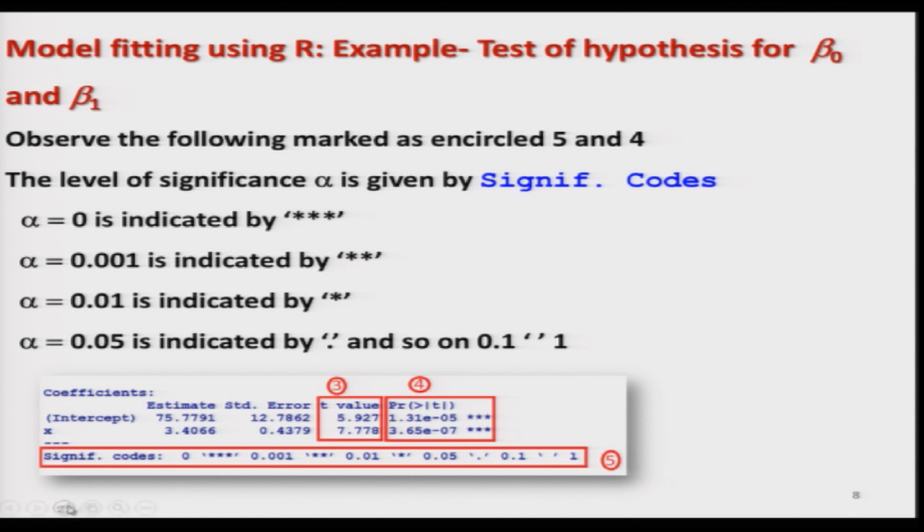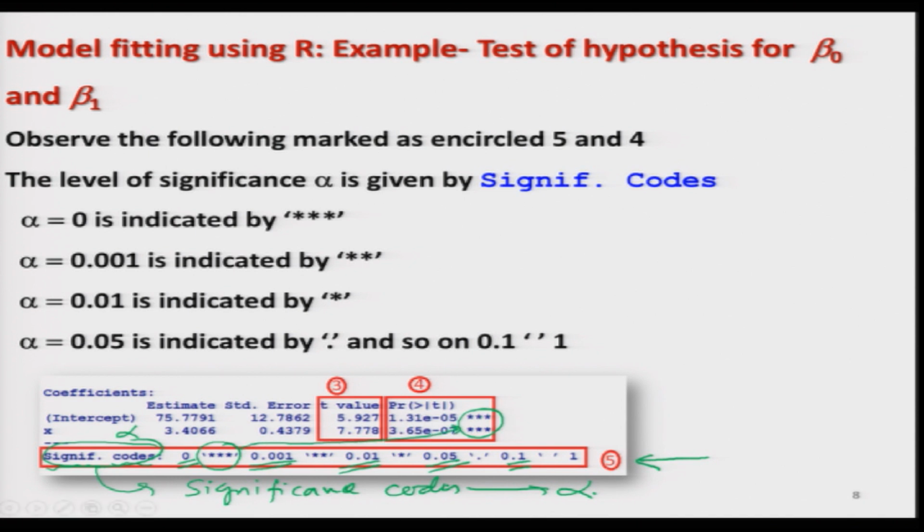Now, I come to this part number 5. You can see it is written here signif. codes, which is actually significance codes. So, this is essentially the value of alpha, the level of significance. So, alpha is equal to 0, alpha is equal to 0.001, alpha is equal to 0.01, alpha is equal to 0.05 and so on, and alpha is equal to 0.1.